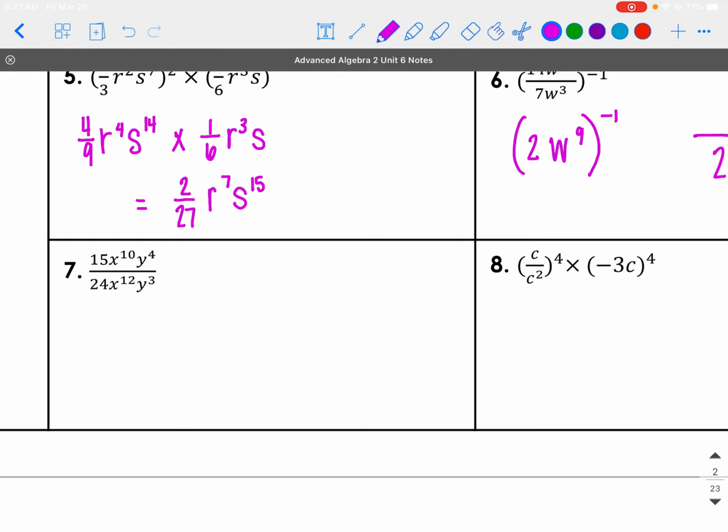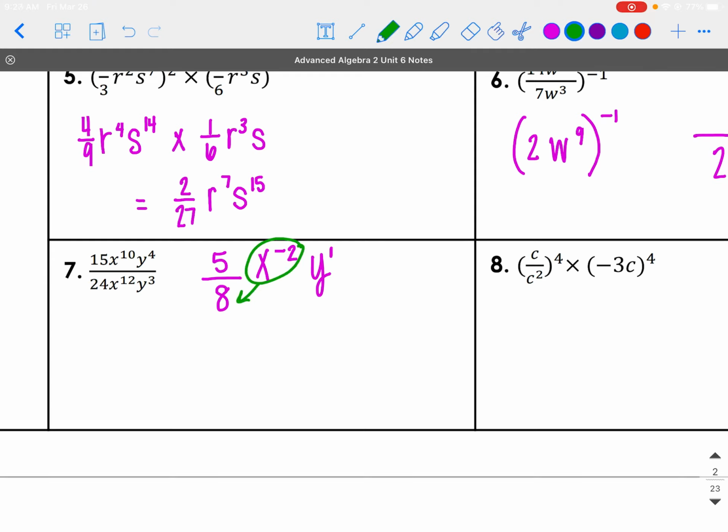Number 7, let's go ahead and simplify the fraction. 15/24 simplifies to 5/8. Okay. Then the x's, if I subtract, let me rewrite this. I have x to the negative 2 power. And y, 4 minus 3 is 1, so y to the first power.